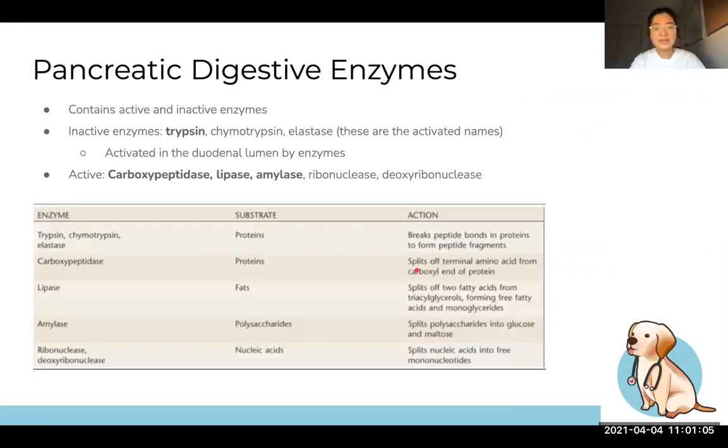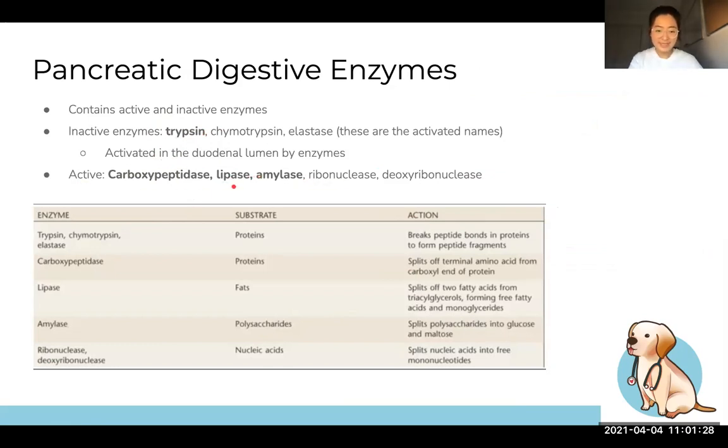So the digestive enzymes that are released, we can classify them in terms of inactive enzymes and active enzymes. There are quite a few inactive ones, everything's in this table, but the main one you need to know about is trypsin, or trypsinogen, which is what's actually released. The trypsin is the activated form. And then the active ones are your carboxypeptidase, your lipase, and your amylase.